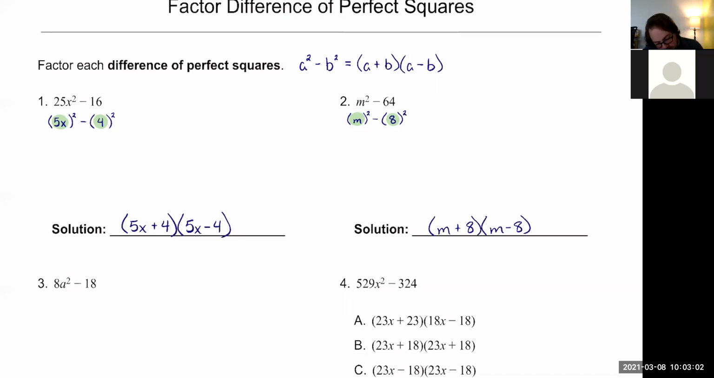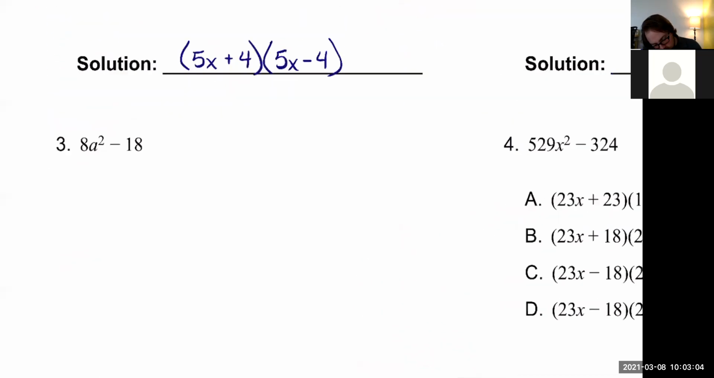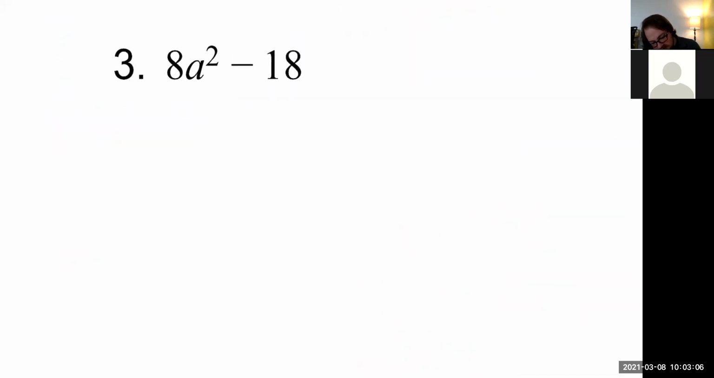Moving on to the third one. What's being squared to make 8a squared? 15. To make 8a? Oh, 4. I'm dividing in my brain. Okay.